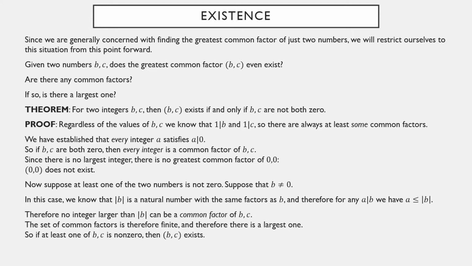So the set of common factors includes 1, and it can't have anything larger than the absolute value of b, which is a finite number. So the set of common factors is a subset of the numbers 1 through the absolute value of b, and therefore is itself a finite set, and therefore has a largest element. So if at least one of the two numbers is not 0, then the set of common factors is non-empty, but also finite. If they're both 0, the set of common factors is all integers. But if one of the numbers is not 0, the set of common factors is a finite set, and therefore has a largest element, and therefore the greatest common factor exists.